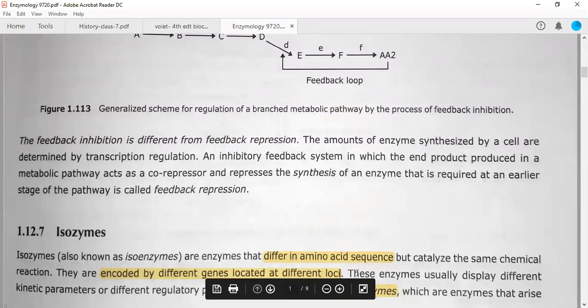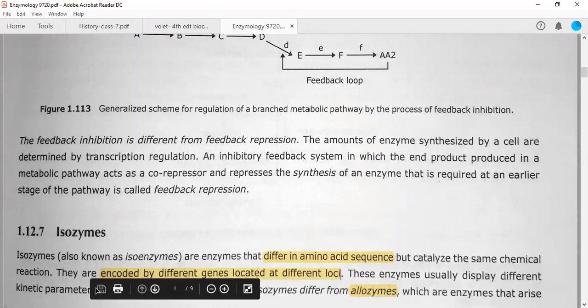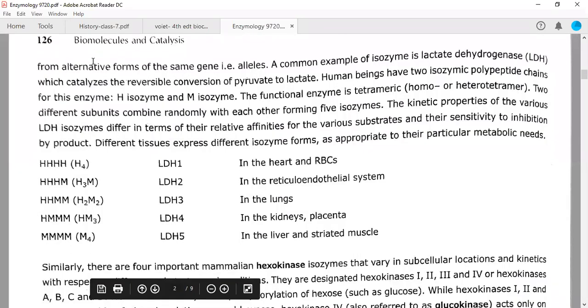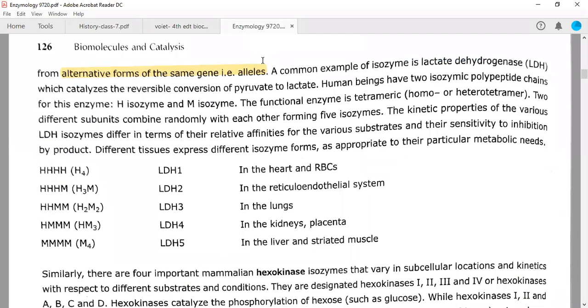So isozymes are enzymes that usually display different kinetic parameters or different regulatory properties, whereas these isozymes differ from allozymes, which are the enzymes that arise from the alternative forms of the same gene. Have you heard about alleles? Alleles are the alternative forms of the same gene. And if these alleles encode different enzymes, then these allele-encoded enzymes are said to be allozymes, because they are produced from alleles.